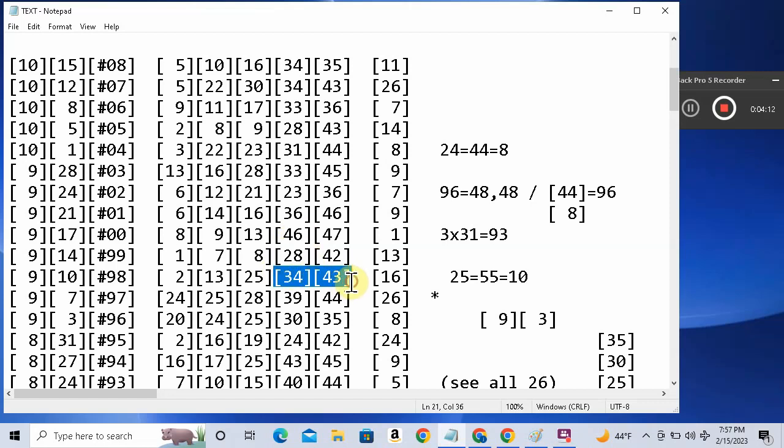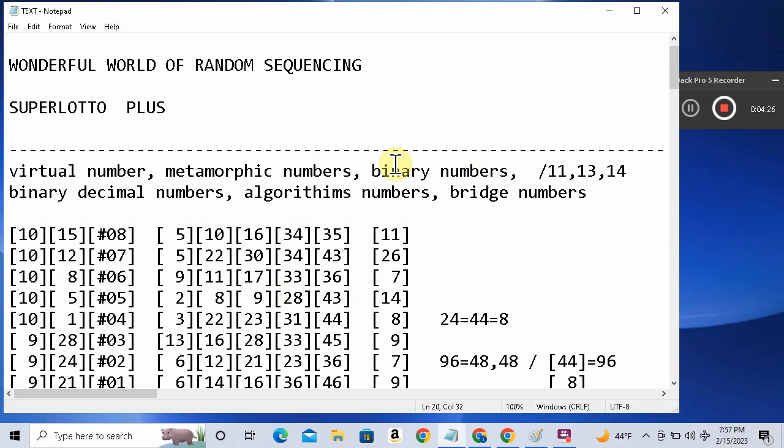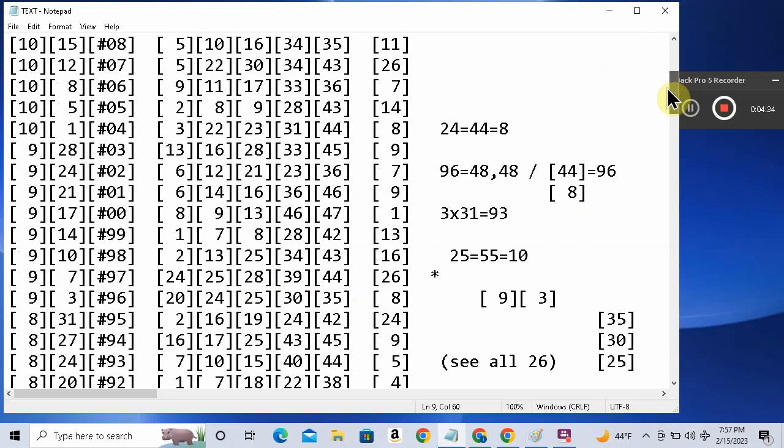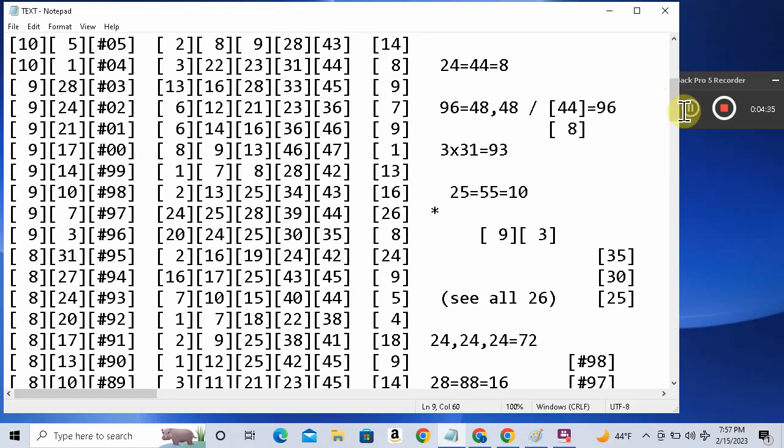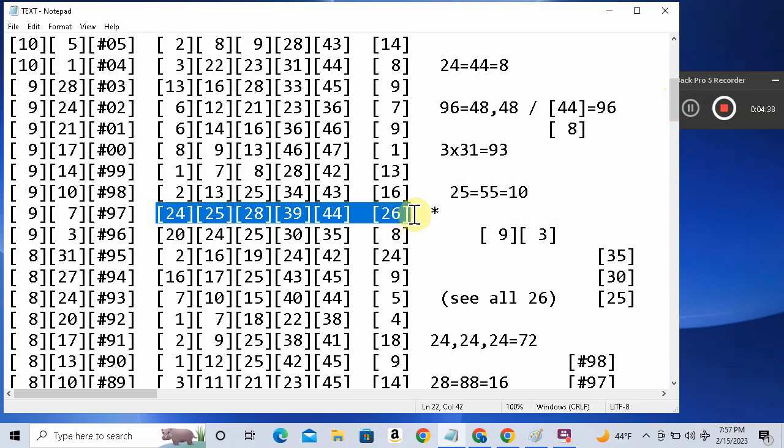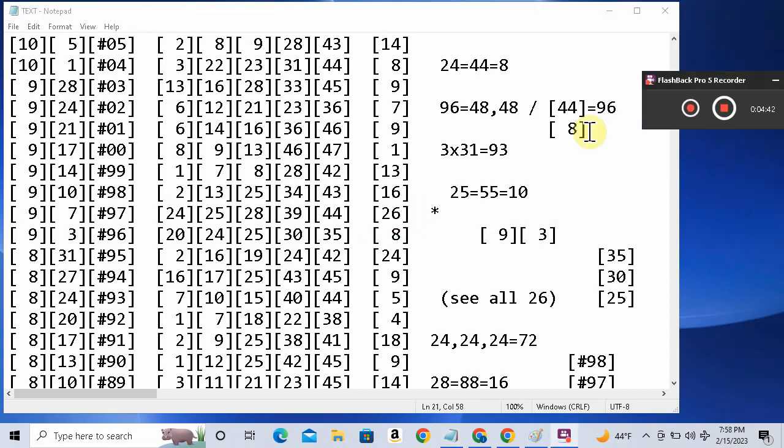Here, for instance, this is 34, 43. So this is basically 34 in a reverse sequence here. But it's equal to 34, 34, which equals 68. So that's these algorithms. And I already told you that these are the bridge numbers that help to link sequences. But what we're going to be talking about right here is how this group of numbers got played out.